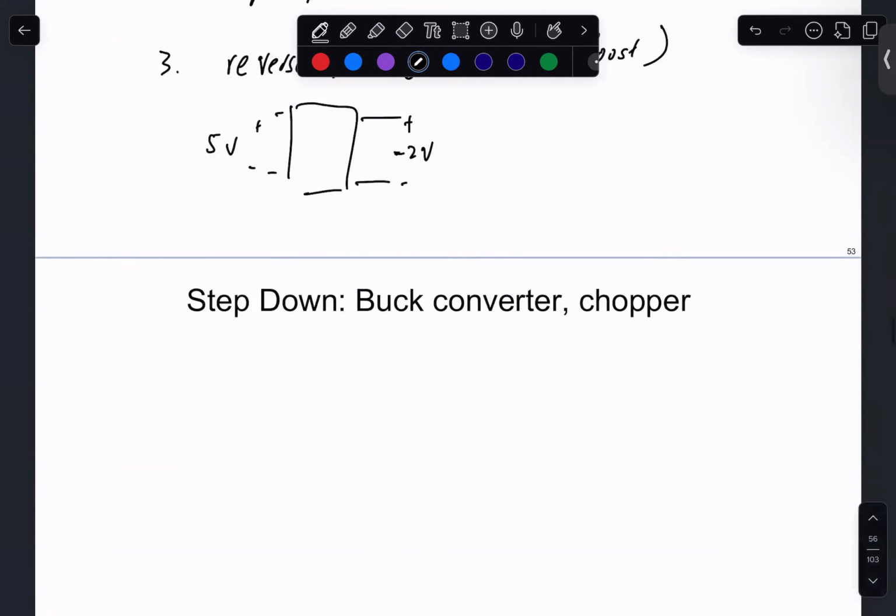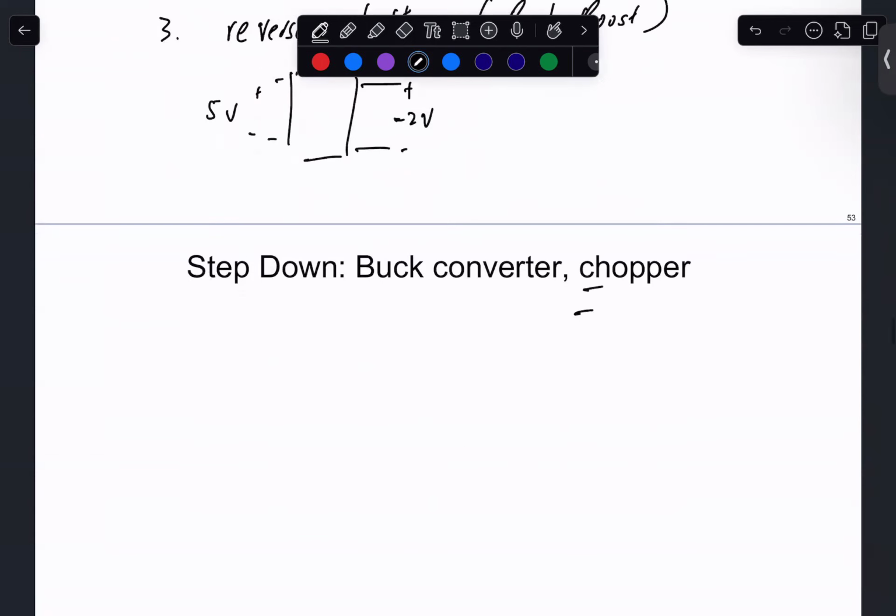Okay, so let's look at the buck converter. This is also called a chopper, and we'll see why for obvious reasons. The design of this is really simple. You just have a switch.